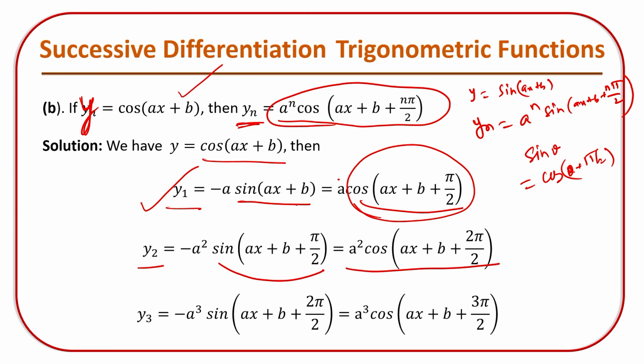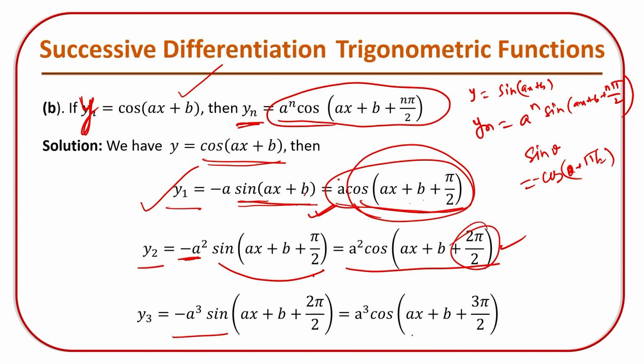we have cos(ax+b), then minus a sin(ax+b). So this can be written as a cos of this. If I want to find the derivative of this, the constant is a only. So taking the constant outside, minus a times a sin(ax + b + π/2). This will become a² cos(ax + b + 2π/2), right? So this is the π/2, right?